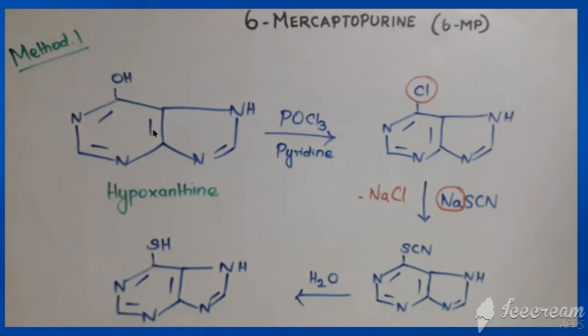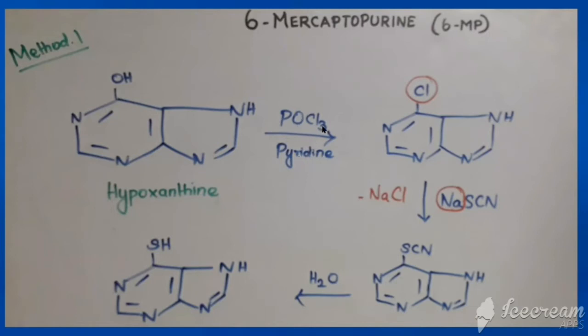So what is that? It is a fusion of two rings: pyrimidine fused with imidazole, and the sixth position has a hydroxy group. Fusion of pyrimidine with imidazole is called purine, so purine having a hydroxy group in the sixth position is called 6-hydroxypurine, otherwise called hypoxanthine. So the starting material is hypoxanthine or 6-hydroxypurine. That would be taken, and it is chlorinated with POCl3 and also pyridine.